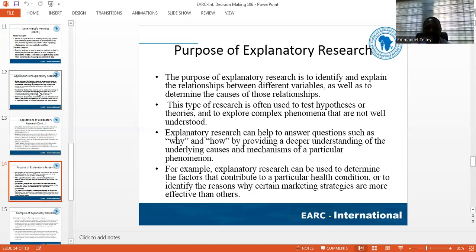3, explanatory research can help to answer questions such as why and how, by providing a deeper understanding of the underlying cause and mechanism of a particular phenomenon. Therefore, for example, explanatory research can be used to determine the factors that contribute to a particular health condition, or to identify the reason why certain market strategies are more effective than others.